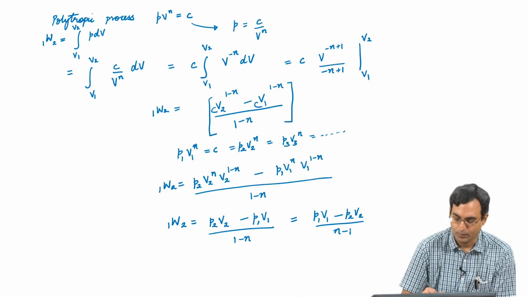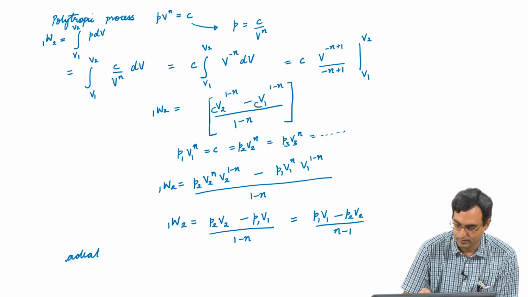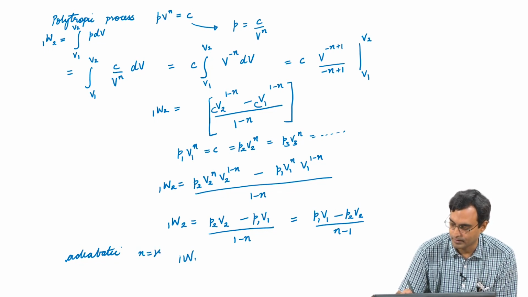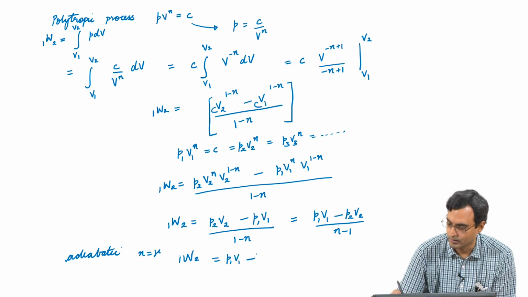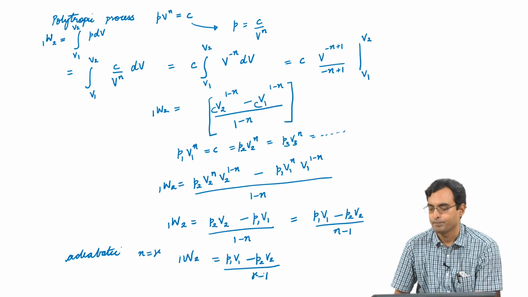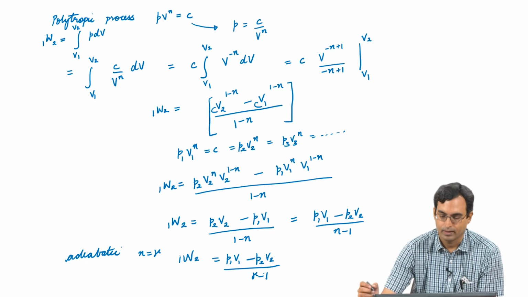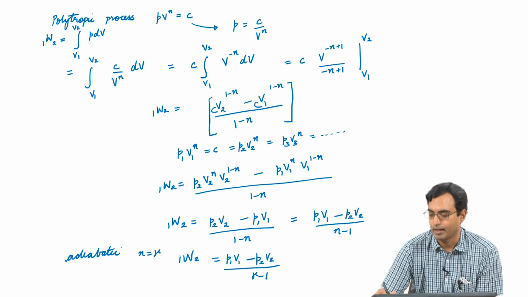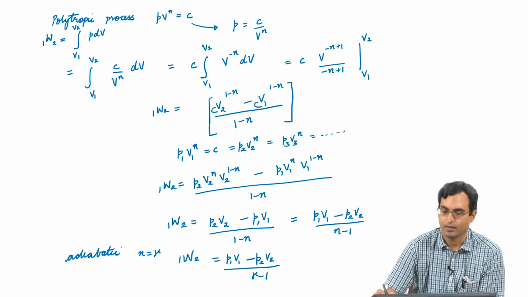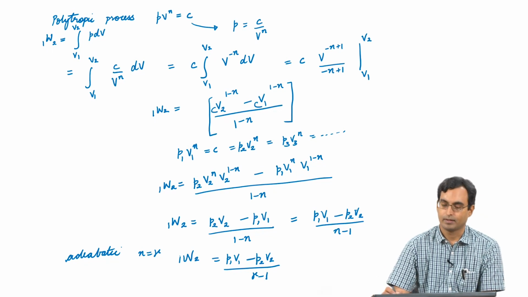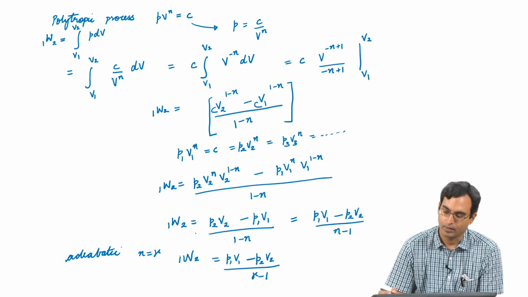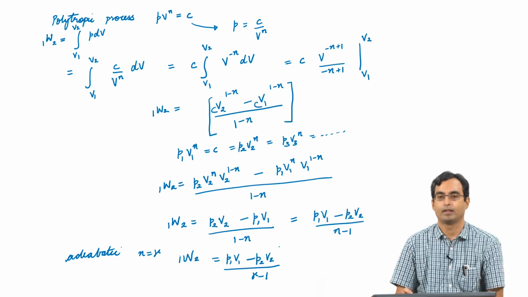So, what we can see is, if I was looking at an adiabatic process, then n is equal to gamma. So, the work done would essentially be the same expression with n replaced by gamma. Similarly, if I was to look at, say, a constant pressure process, then P1 is equal to P2, that comes out, and I have n equal to 0. So, I would get back the previous expression, which is that the work is P into V2 minus V1. Similarly, if I was going to look at an isochoric process, I would get back the previous expression that the work is 0.